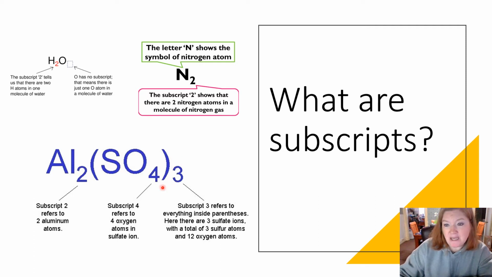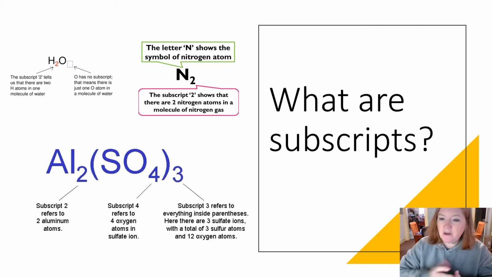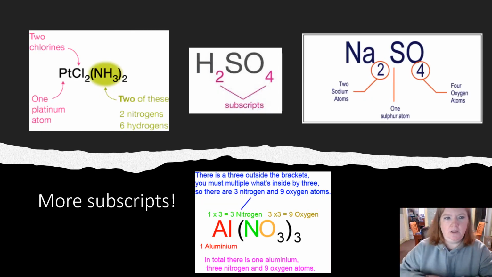This 3 outside here, this is usually where mistakes are made, if they are made. This 3 means there's 3 of what's in parentheses. So this 3 applies to the S and to the O. So think about it like the distributive property in math. So again, subscripts. No subscript, that means 1. Subscript, it tells you how many. When there's a subscript outside, it reflects everything inside the parentheses. Okay? No subscript, it's 1.